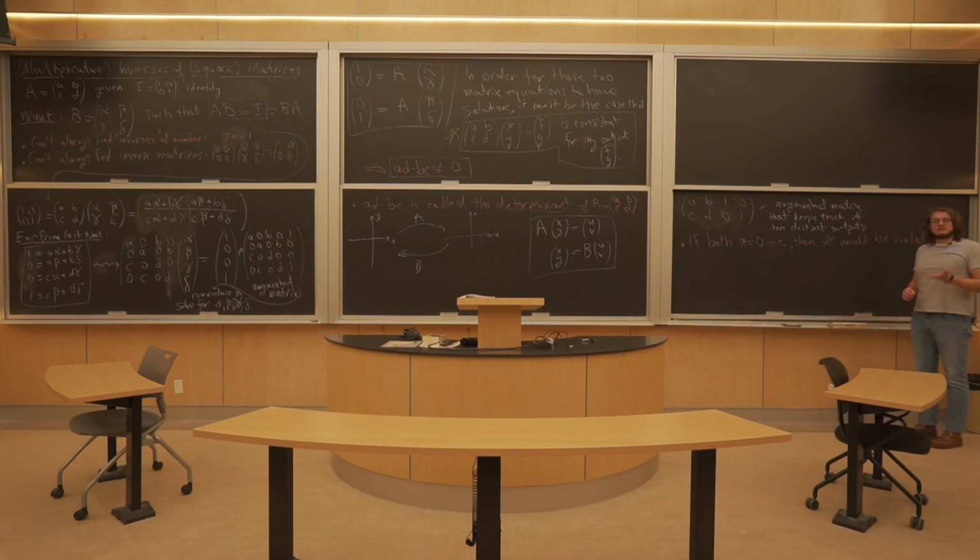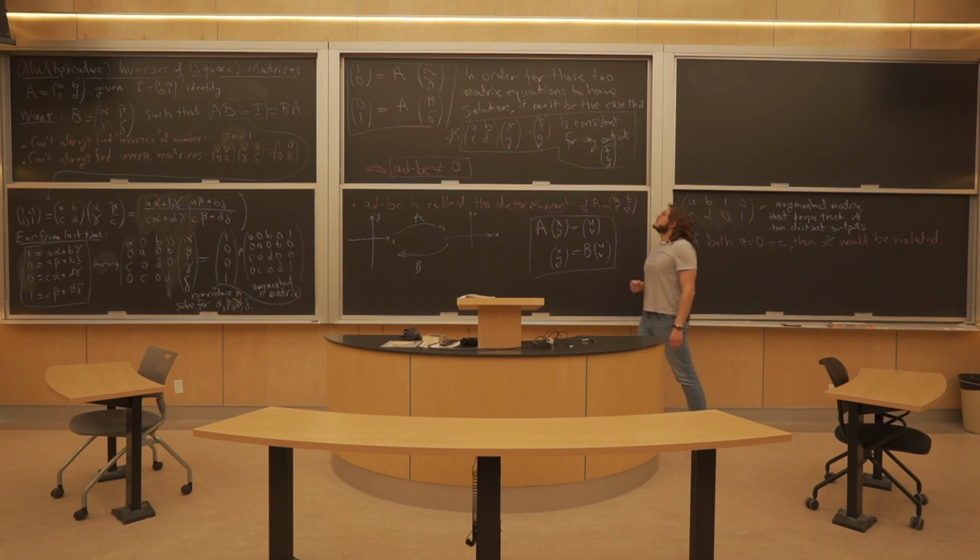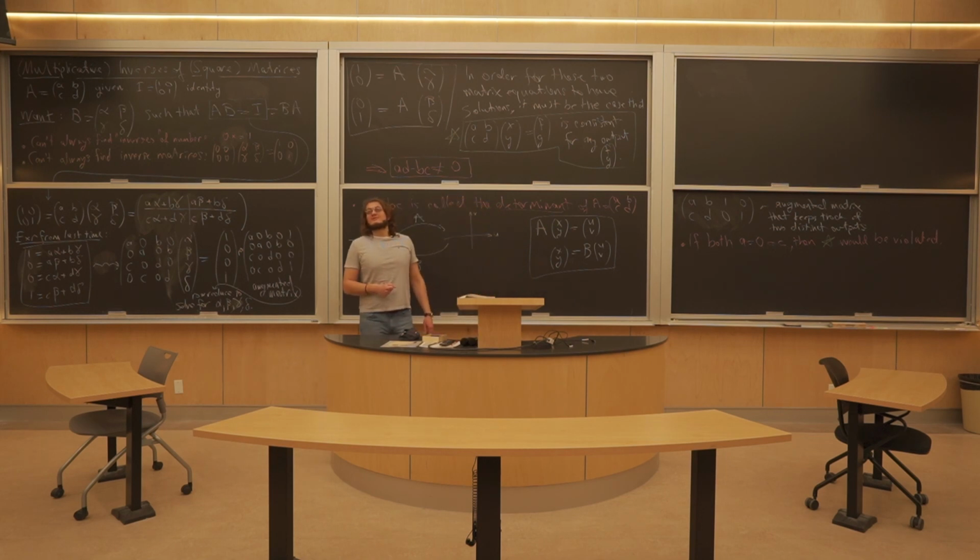Any ideas? Yeah, well, I have a question. So I see how if they're both 0, then your x just goes away. But if your b is equal to f and your d is equal to g, then how is it still violated?